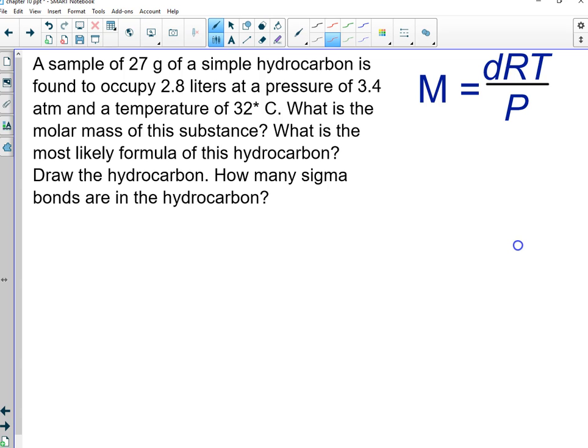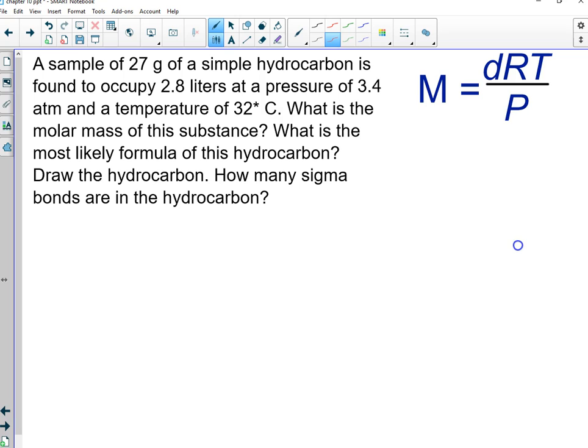All right, we'll make it a little worse. A sample of 27 grams of a simple hydrocarbon is found to occupy 2.8 liters at a pressure of that. What is the molar mass of this substance? What is the most likely formula of this hydrocarbon? Draw the hydrocarbon, and how many sigma bonds are in the hydrocarbon?